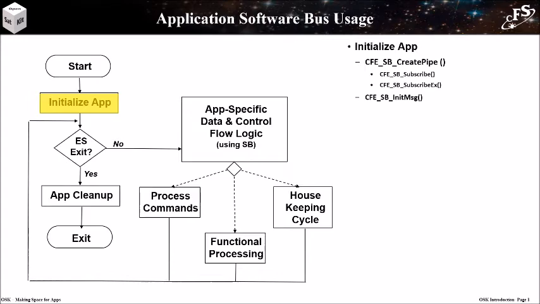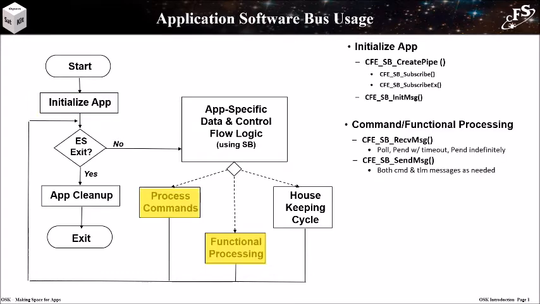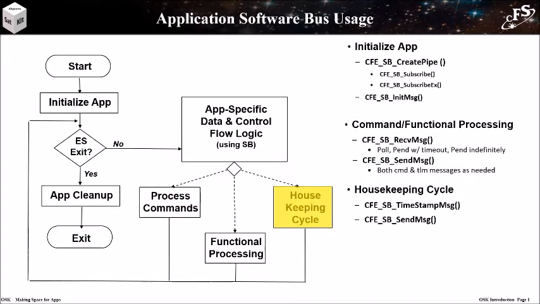Another common practice during initialization is to initialize headers of packets that the application will send. For example, the housekeeping packet header can be initialized at this time. The app design tutorials will cover using the software bus for data and control flow in more detail. In general, every app typically does a receive message call at some point, and many apps send messages as a result of the main loop processing. The housekeeping cycle is when an app sends its housekeeping packet, so it will timestamp the message and send it.